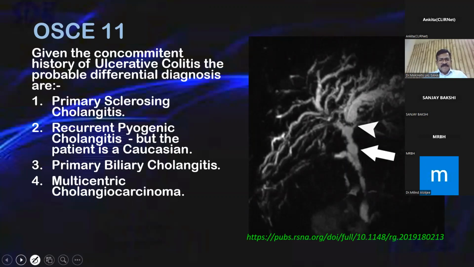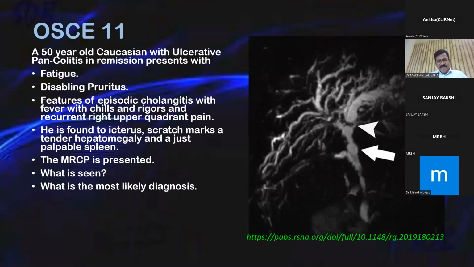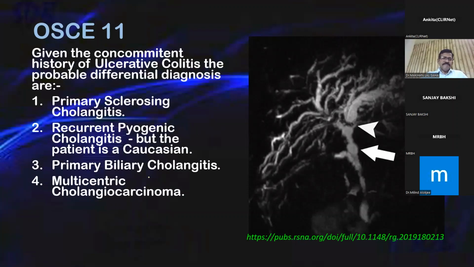So this is the possibility. Primary sclerosing cholangitis or a recurrent pyogenic cholangitis. But you remember what I said, the patient is Caucasian. RPC is somehow stuck to people of our part, Asian and the Far East. Primary biliary cholangitis and multisite cholangiocarcinoma.